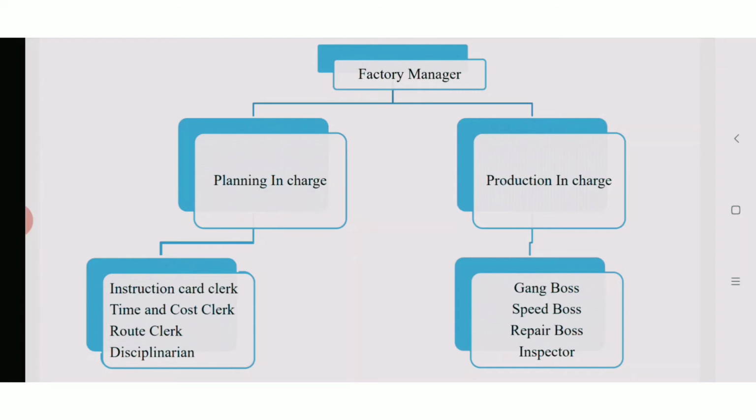The next one is speed boss. Speed boss is held responsible just to check the speed of the production process. If all the activities are completed within the standard time, it means speed is appropriate. And if activities are not completed within the given time, it means speed is slow. So speed boss will keep a watch on all these activities.